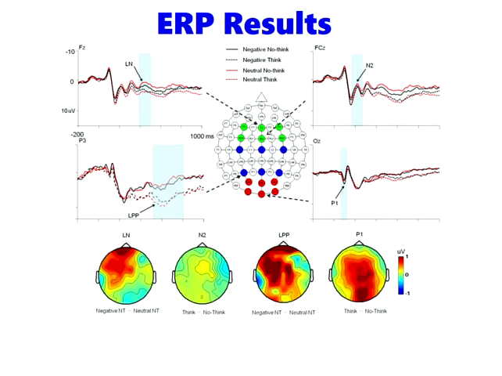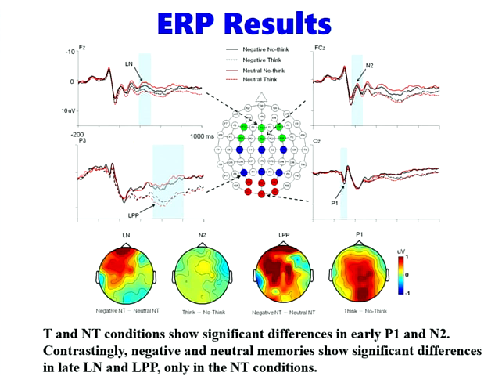For ERP results, PNT conditions show significant differences in early P1 and N2. Contrastingly, negative and neutral memories show significant differences in late LN and LPP, only in the NT conditions.